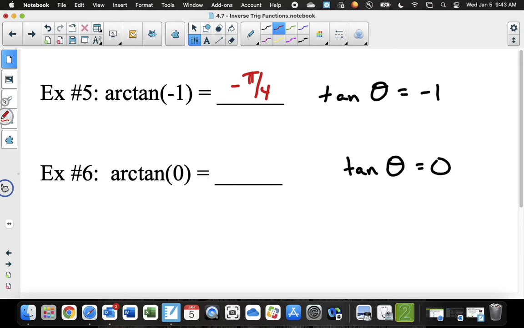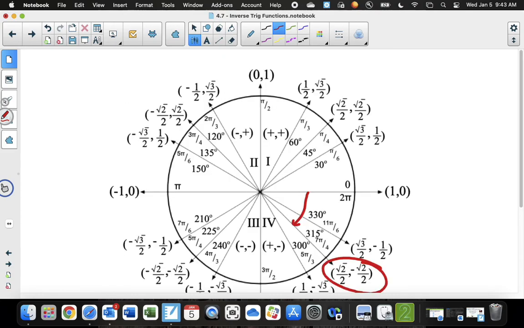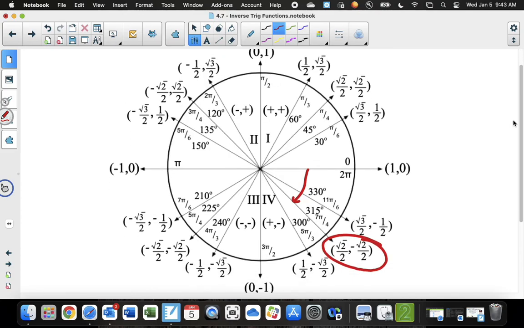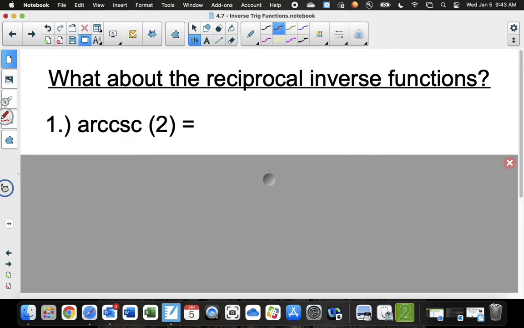That's the angle. How about arctangent of 0? George, help me out. What do you got? 0. Arctangent is 0. We take a look back at our unit circle. Sine divided by cosine. 0 divided by 1. Sure enough. There it is right there. It is 0 degrees, 0 radians. Okay?